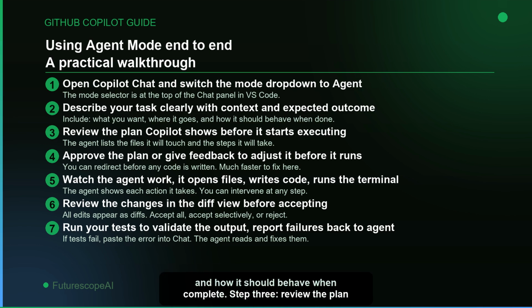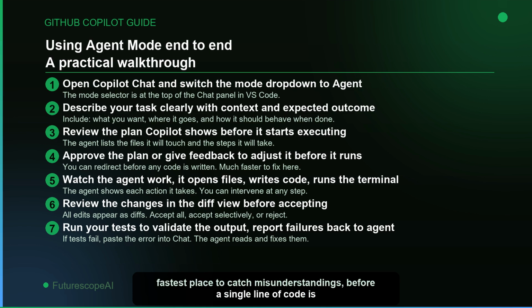Step 3. Review the plan the agent displays before it starts. It lists the files it will edit and the steps it intends to take. Step 4. Approve the plan or give feedback to adjust it before execution. This is the fastest place to catch misunderstandings, before a single line of code is written.